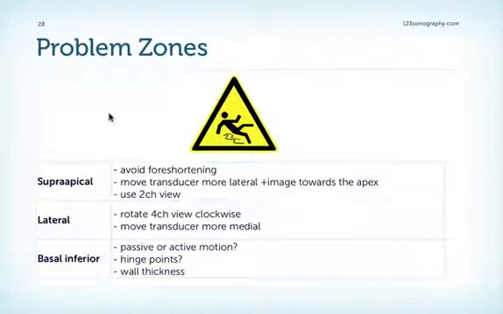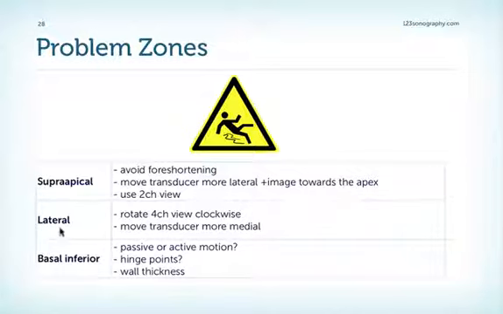Here you see the three different regions which I believe are actually most difficult to interpret: supraapical, lateral, and basal inferior. Here you can see what you can do to improve your assessment of these regions. For the supraapical region, try to avoid foreshortening. Move the transducer more lateral and image towards the apex. And in particular, use the two-chamber view because we have less foreshortening.